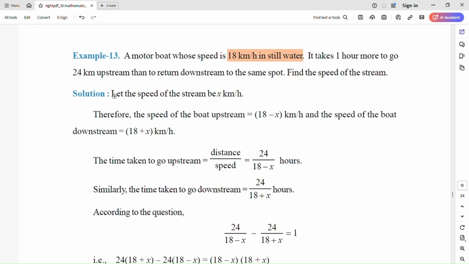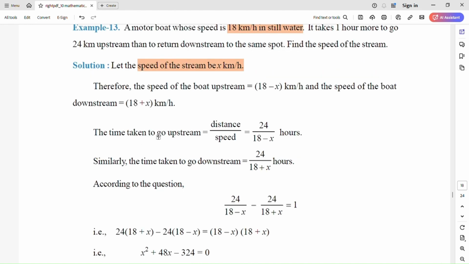Let the speed of the stream be x kilometers per hour. This is what we need to find. Therefore, the speed of the boat upstream is 18 minus x. Obviously, upstream will be the speed of the boat minus the stream speed, right? So this is the upstream speed, and the downstream speed will be 18 plus x.